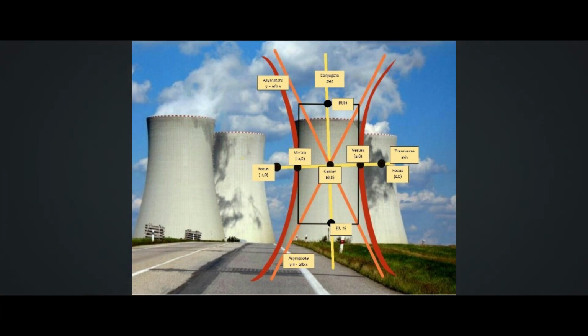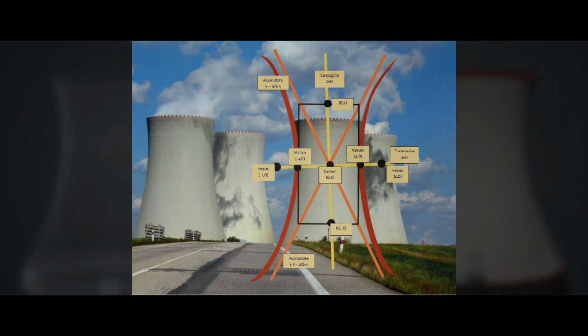Now, there are several parts of the hyperbola that can be laid out on the hyperbolic cooling tower. First, the center. It's really amazing how the concepts of these conic sections are being applied in real life situations.